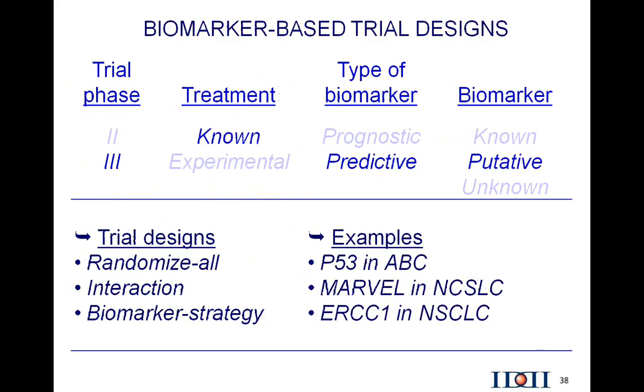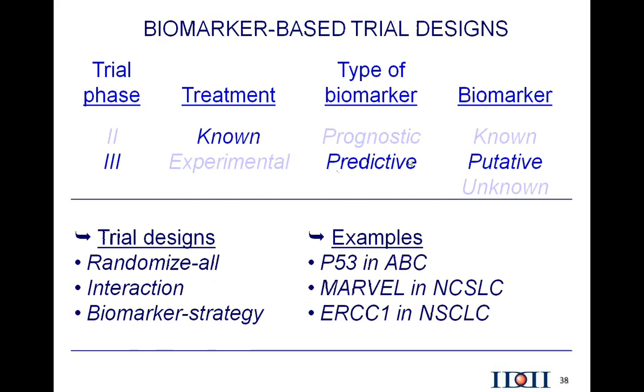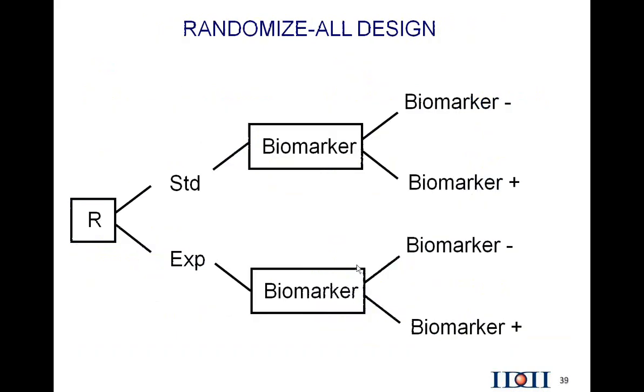What about phase 3 trials? If we want to validate a predictive biomarker in the phase 3 setting, and assume now that again we're not so much interested in the effective treatment as we are in finding or confirming the predictive value of a biomarker. So the 3 designs we can use in this situation are called the randomize-all design, the interaction design, and the biomarker strategy design. And I'm going to turn to these 3 examples in turn.